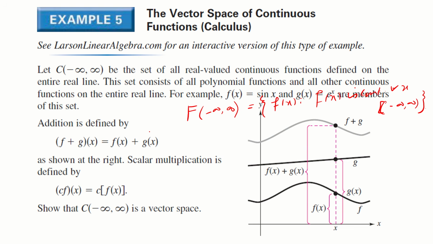Okay, so let me check all the conditions. क्या condition number 1 satisfy हो रहा है? अगर f और g दो functions हैं F में, इसका मतलब है कि f और g दोनों functions क्या हैं? They are continuous. अगर ये continuous हैं तो इनका sum भी continuous होता है। The sum of two continuous functions is always continuous. It's a rule.